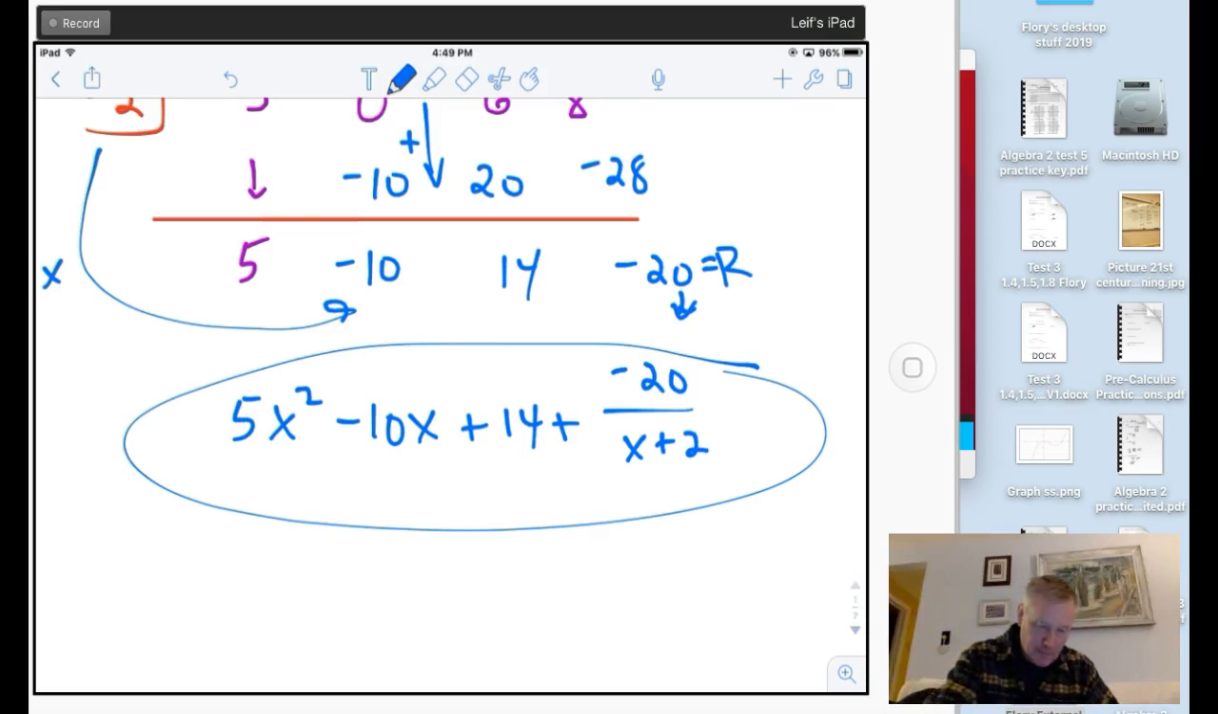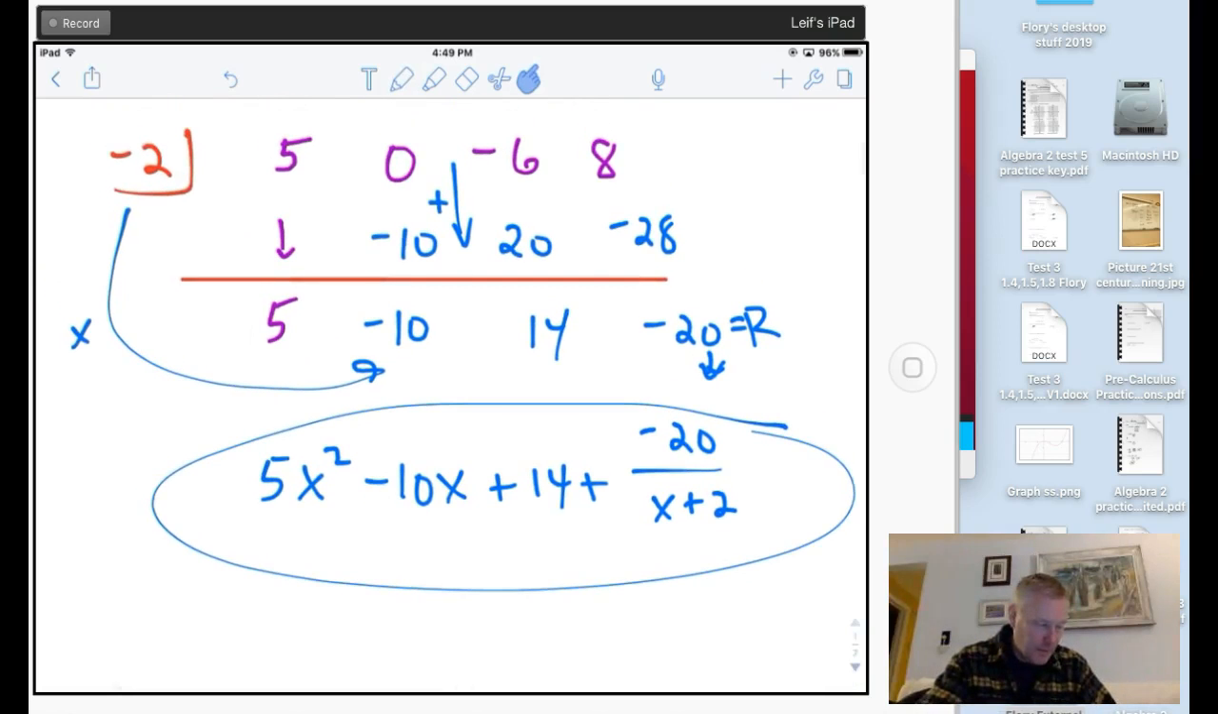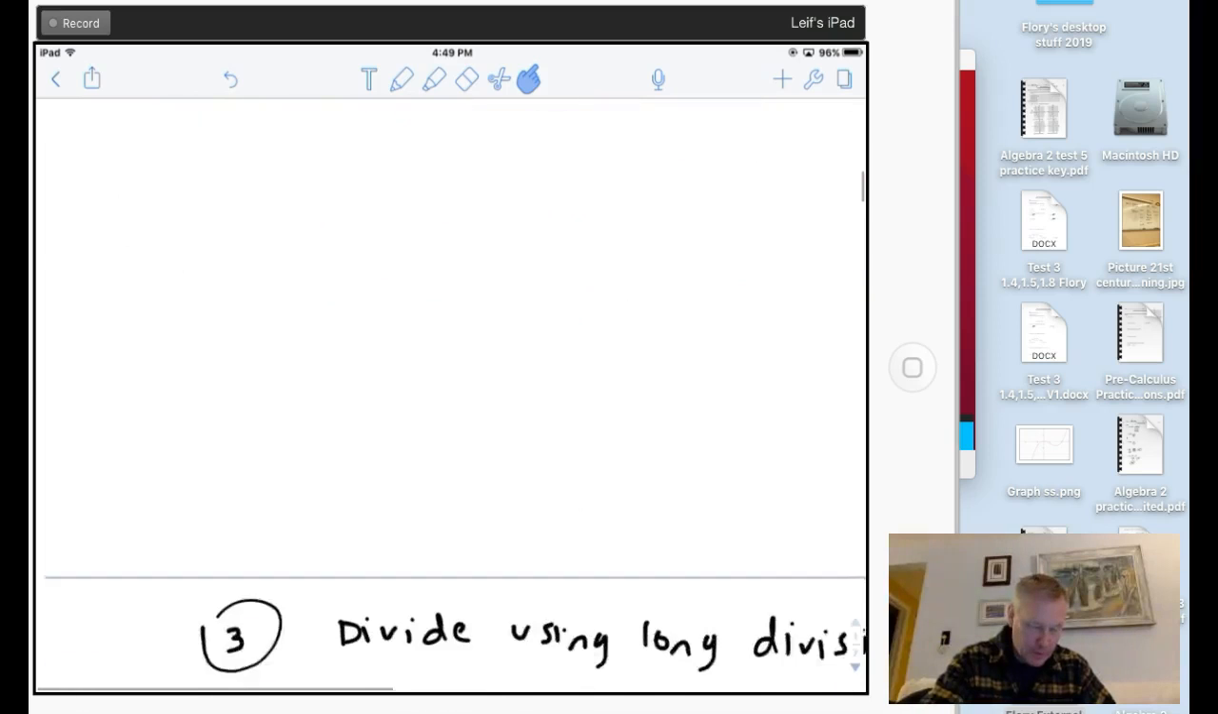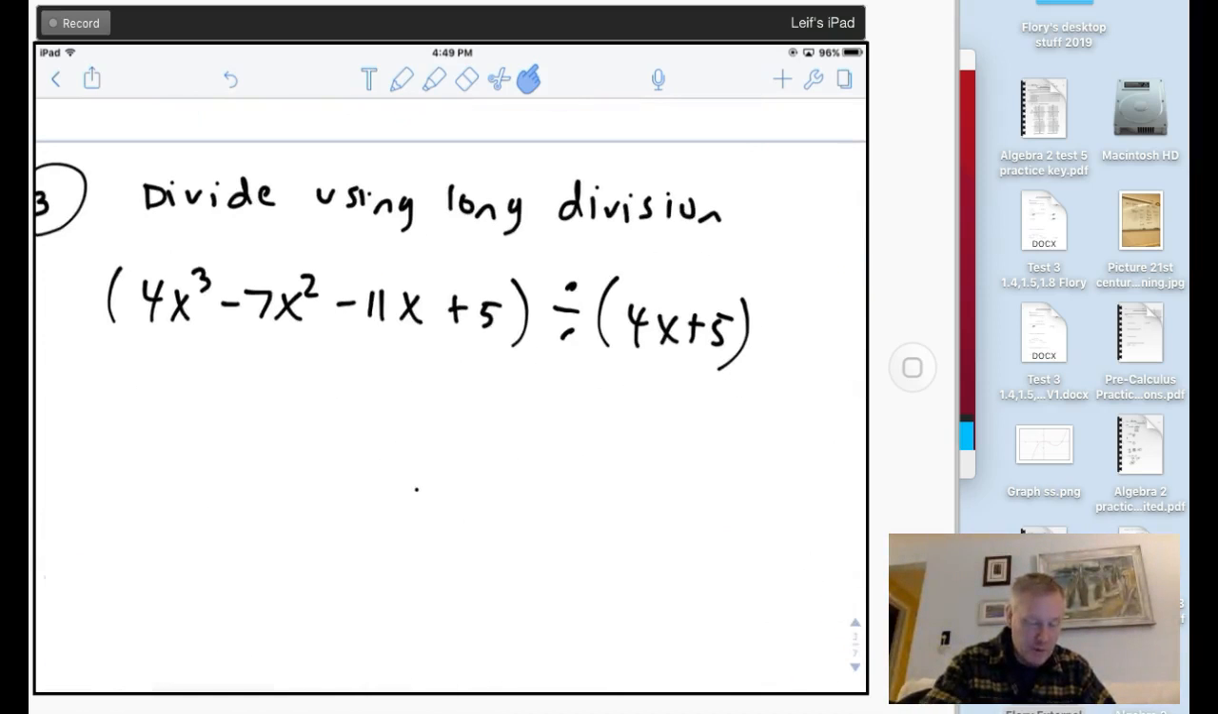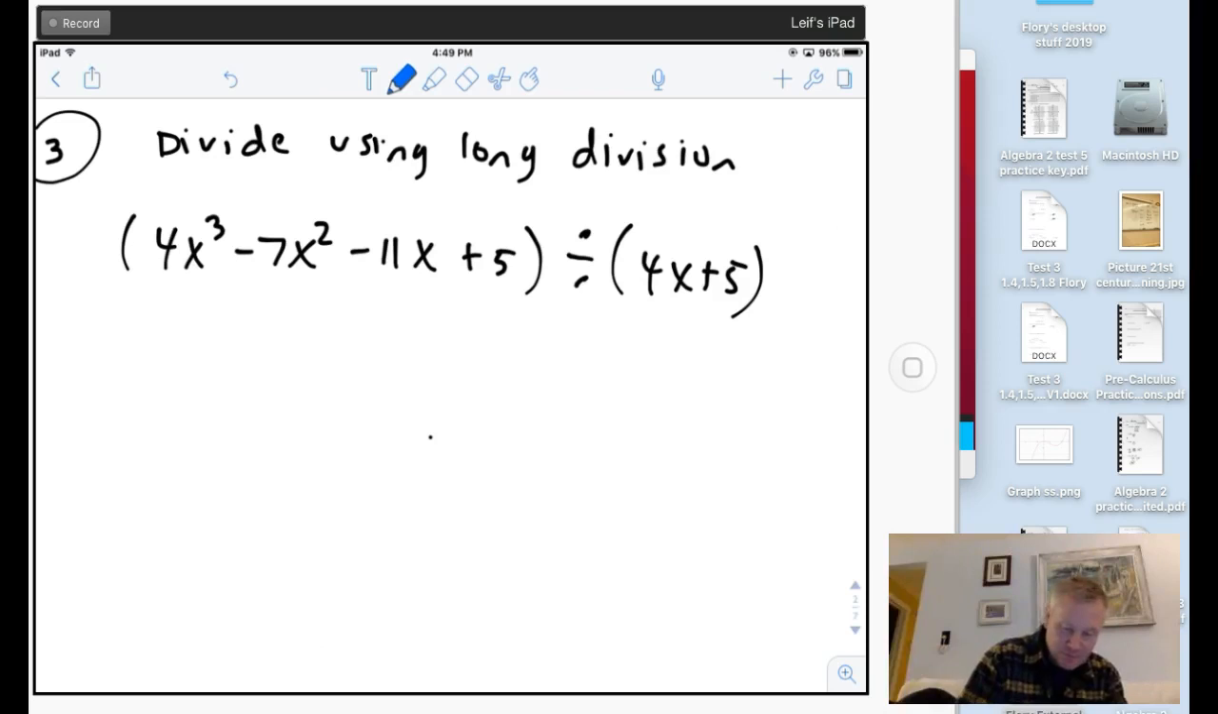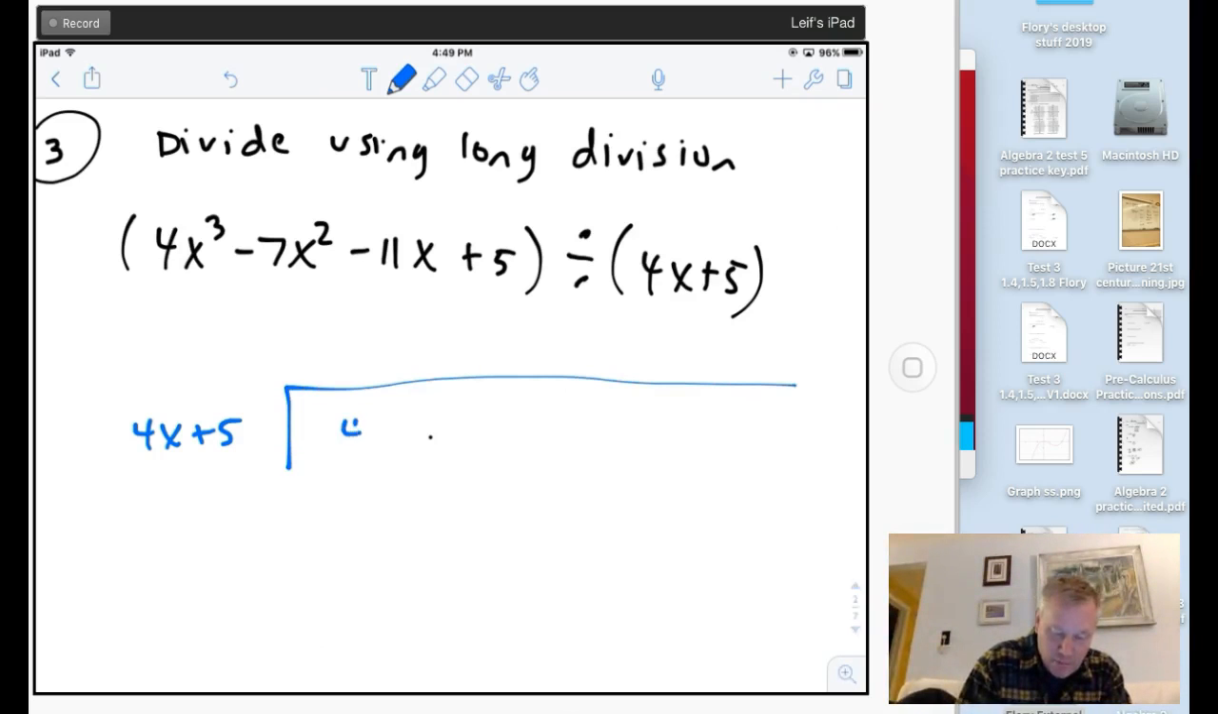So, that's that one. Now, suppose in the next one we do long division. Alright, so this one's a little tougher. I'm going to start out by just setting this up. I'm going to go 4x plus 5 over here, and I'm setting up my division. Inside I got 4x to the third minus 7x squared minus 11x plus 5.